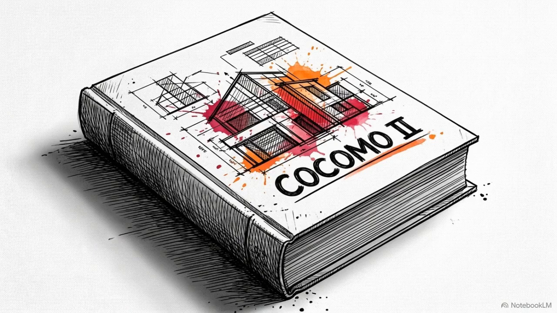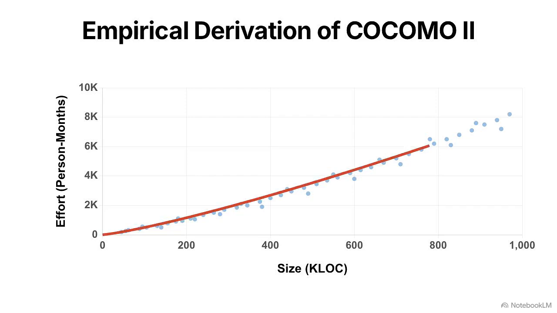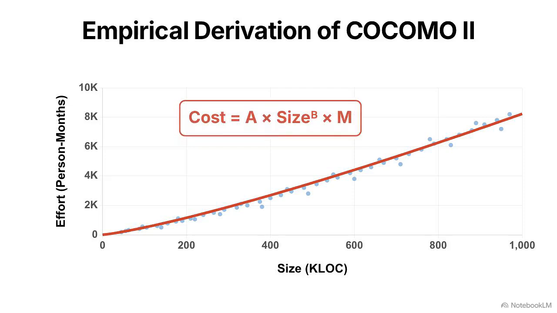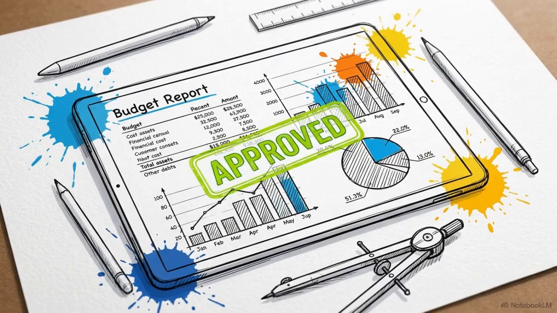To do that, we examine the constructive cost model, universally known as COCOMO II. COCOMO II is an empirical, algorithmic cost estimation model. It was derived by analyzing vast datasets of real-world software projects to find the mathematical formulas that best fit actual incurred costs. When managing millions of lines of code, human intuition breaks down. We require objective mathematical models to predict costs accurately and prevent massive financial loss.